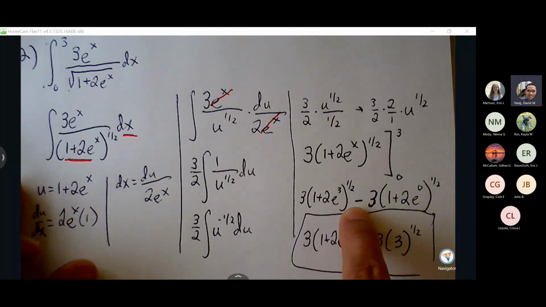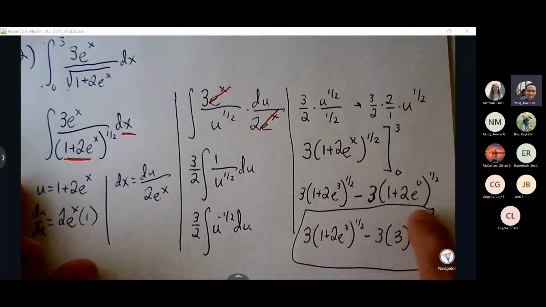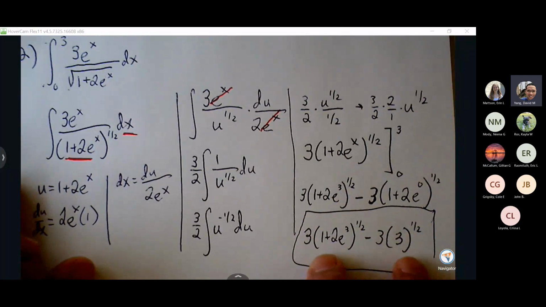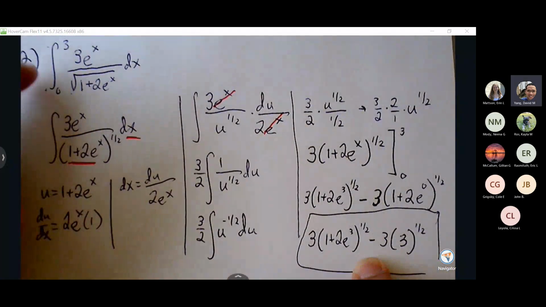Then we do minus, and then the lower bound gets inserted in for x. And then we just try to do a little bit of cleanup. Simplify and get that. We know that's just a number, and that number represents the area.